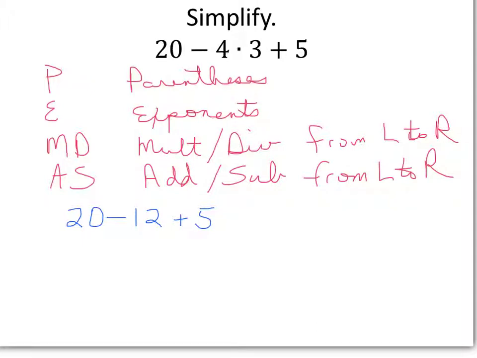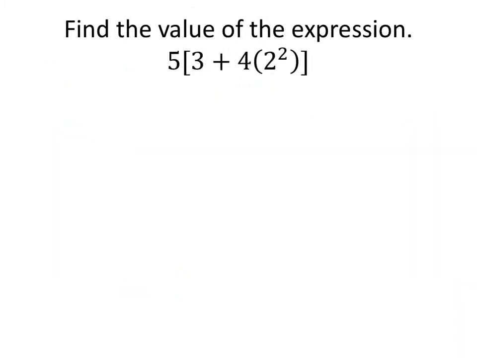Now we're left with subtraction and addition. So we do those from left to right. First we're going to do 20 minus 12, and that gives us 8, and we're left with plus 5, and that gives us 13. It's a good idea when you have order of operations to write down the PEMDAS acronym, but do it the way I did it so you remember multiplication and division from left to right and so on.